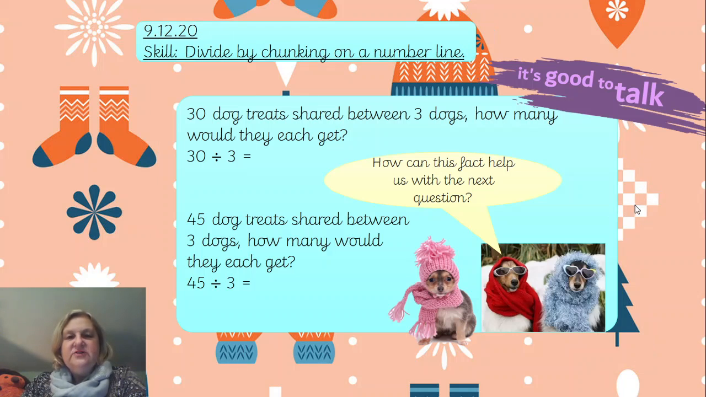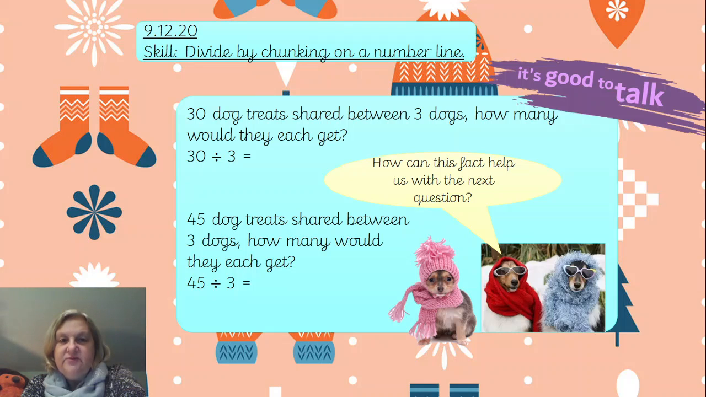So we're going to have a little talk now, and you know how this goes. Even though we're not in school, it's good to talk to somebody that's with you or talk it out loud if you're on your own. That's not a problem. It's just useful for you to get your maths thinking and your maths language working.